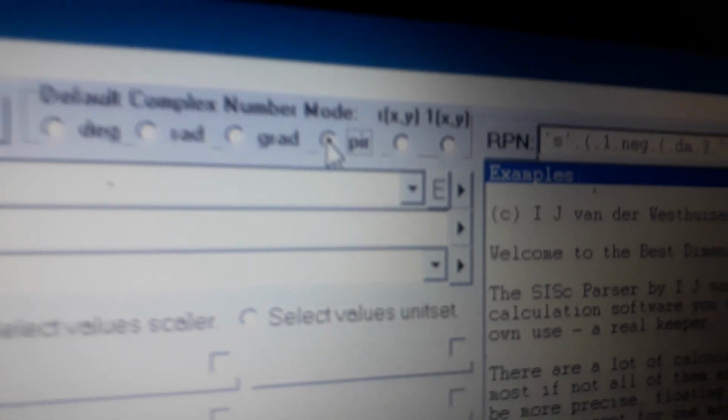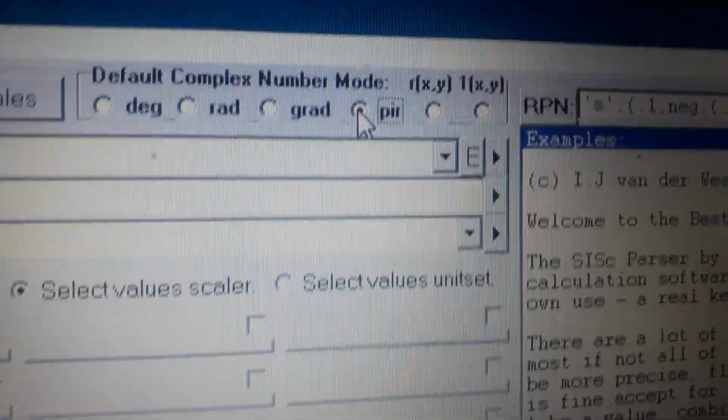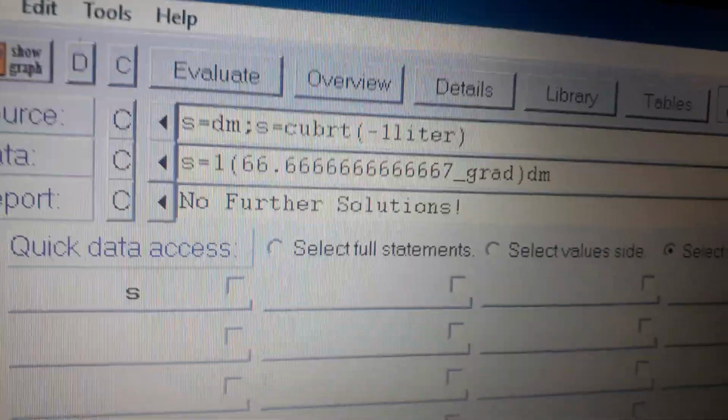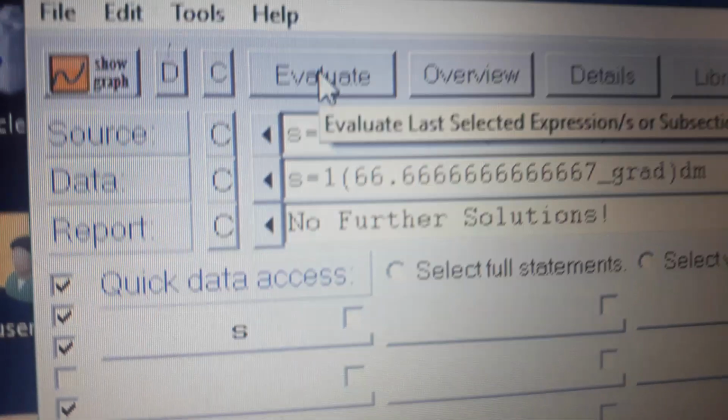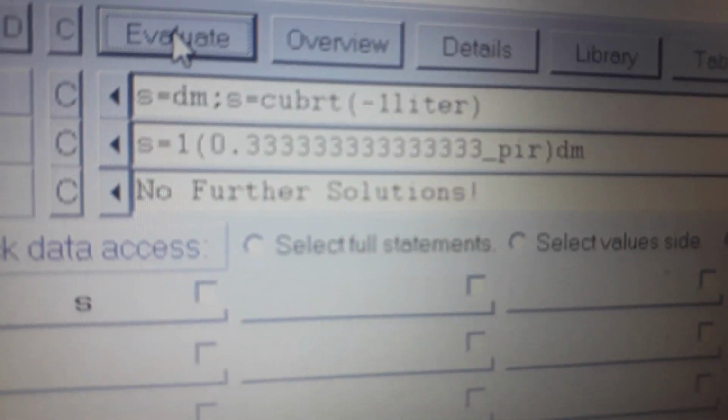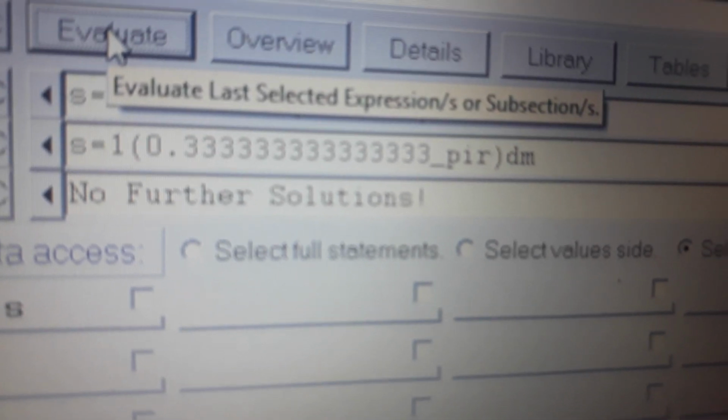Then pi radians mode, you see. Hope you can see that. This focus is terrible. But that's supposed to be pi radians, that stands there. You see the pi radians mode, you see. It's clear. It evaluates. Where's that cursor? Okay, it evaluates. Right, and it's a third pi radians.